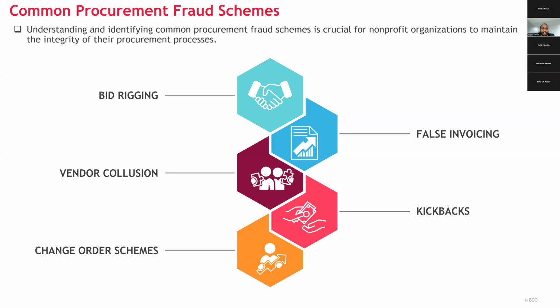Another major type of fraud is kickbacks. So this is a scheme where a vendor offers a bribe to the procurement officer or the decision maker within the organization, to influence the procurement process in their favor. So usually the person making the decision will receive cash or gifts or even a service in return for treating the vendor favorably in the procurement process.